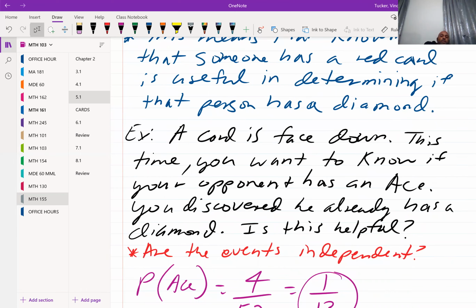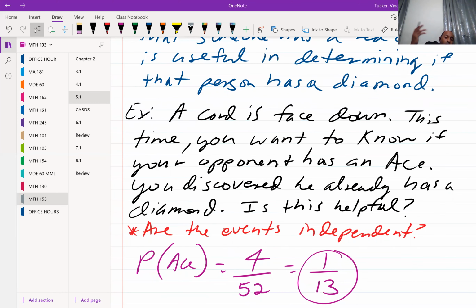So are the events independent? Is what we want to find out, just like last time. The first thing we can do is find the probability of getting an ace. Because we want to know the probability of getting an ace given that the person has a diamond, we can find the probability of getting an ace straight up first. There are 4 aces in the 52 card deck. So 4 over 52 is 1 over 13 when you reduce.